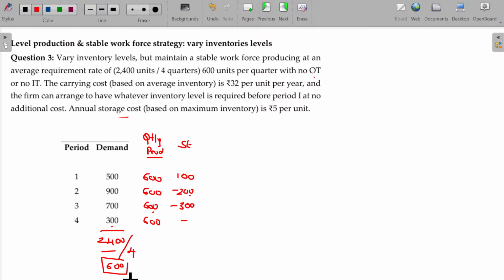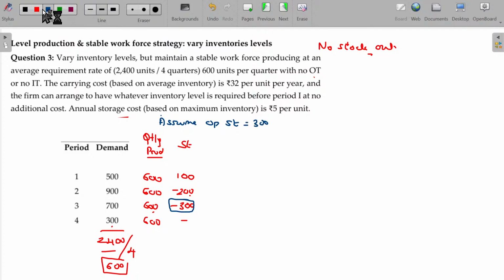Actually, you should not have the stock out scenario. No stock out scenario. Then how can I plan the no stock out scenario? What is the maximum stock out as per this calculation? 300. You know, assume you have opening stock is equal to 300 units.